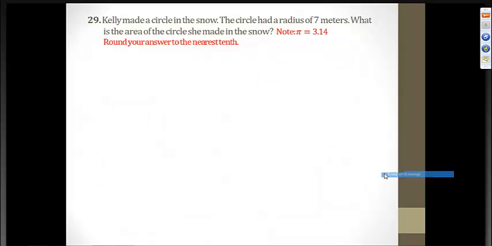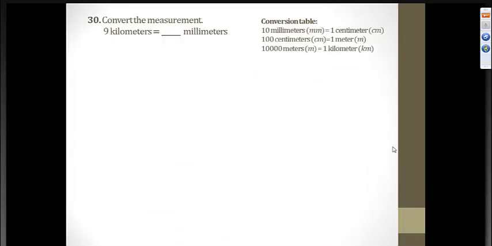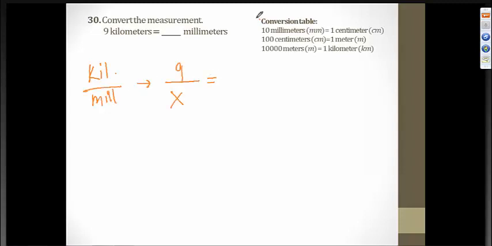All right, so it says convert the measurement. 9 kilometers equals how many millimeters? So we can actually do this with a proportion, all right? So I would say kilometers to millimeters, and then we have 9 over x, and we can find the conversion factor from this conversion table, all right? It tells us that 1 kilometer is 10,000 meters. So we need to keep substituting back to find how many millimeters are in 1 kilometer.